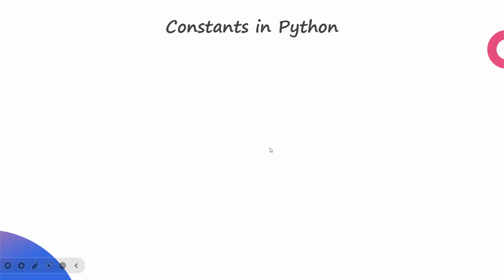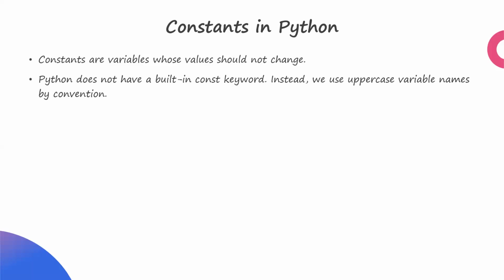All right, so there's also something we call constants in Python. Constants are variables whose values should not change. When you have pi is 3.14, it can never change. It's a constant value. Whenever in your program you have values that will not be changing, you would create them as constants. Python does not have a built-in const keyword. Instead, we use uppercase variable names by convention.